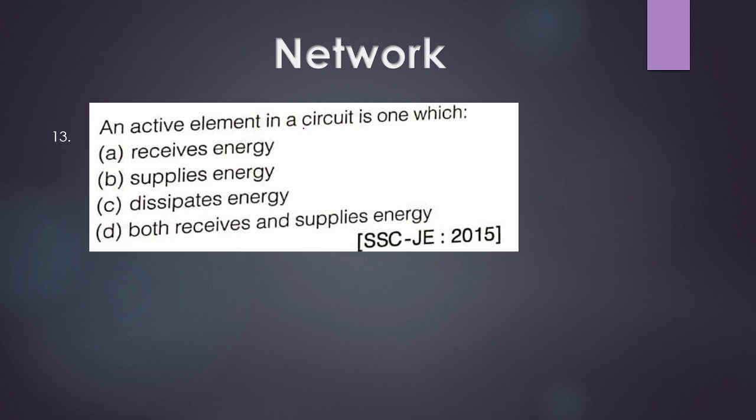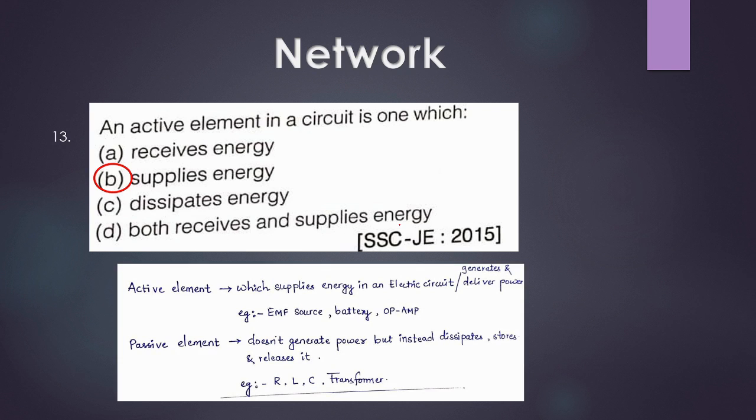An active element in a circuit is one which receives energy, supplies energy, dissipates energy, or both receives and supplies energy. Let's see what the answer is. The answer will be supplies energy, because active elements supply energy in an electric circuit, or you can say generate and deliver power, such as an EMF source, battery, op-amp.